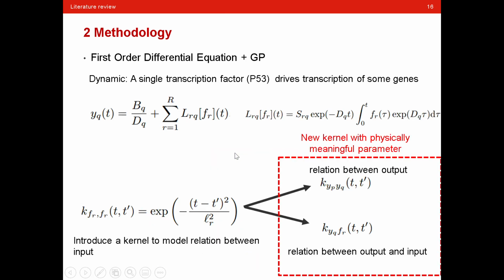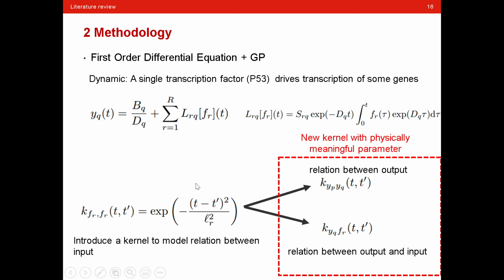With this relationship, the authors modeled the latent force with a Gaussian process, and therefore can get the kernel which encodes the relationship between output and input, as well as input and output. Notably, the physically meaningful parameters are incorporated in these new kernels because they introduce the dynamic system into this kernel.